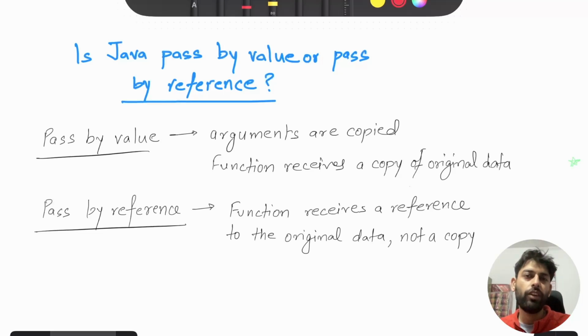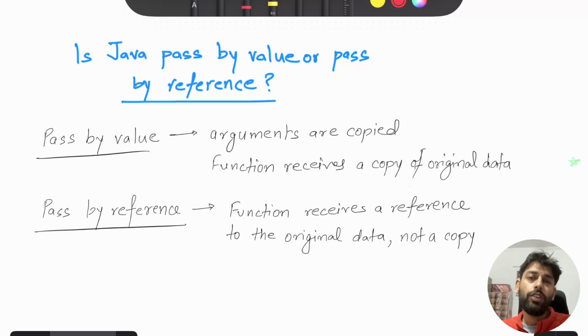So today we are going to know, is Java pass by value or pass by reference. But before that, we should know when the terms pass by value and pass by reference are used. These terms are used whenever we are calling a function and passing some parameters to it. So what does pass by value mean?